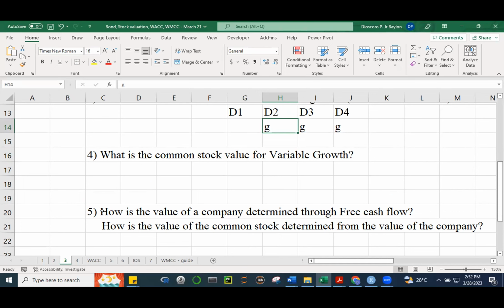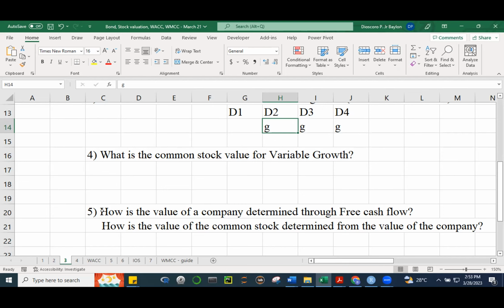What is free cash flow? Free cash flow is the cash flow available for distribution to the investors after cash flow investments have been made on operating activities. So after you have set aside your cash flow requirements for operating activities, whatever is left of it can be flowed back to the investors. That's what you call your free cash flow.